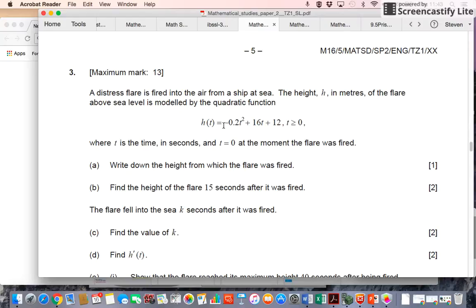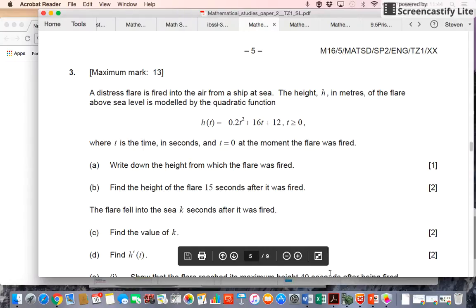Well, T equals 0. So you're trying to find H of 0 here. Negative 0.2 times 0 squared plus 16 times 0 plus 12. These two terms become 0. The height is 12 meters at 0 seconds. Okay. Find the height of the flare 15 seconds after it was fired. Well, we're going to have to put 15 in for T in the function. So you got 15 squared here, and you got 15 here.